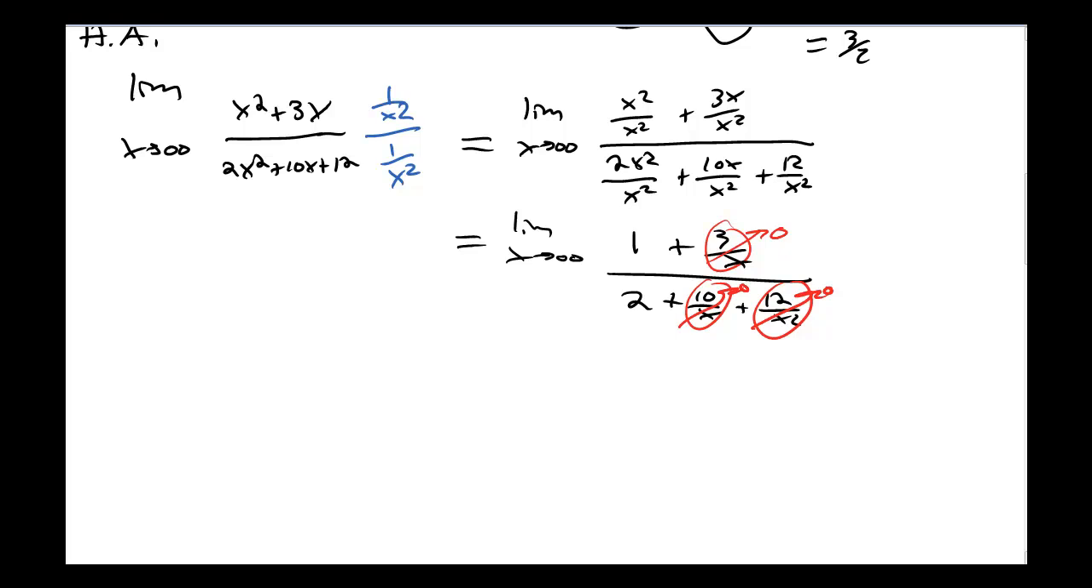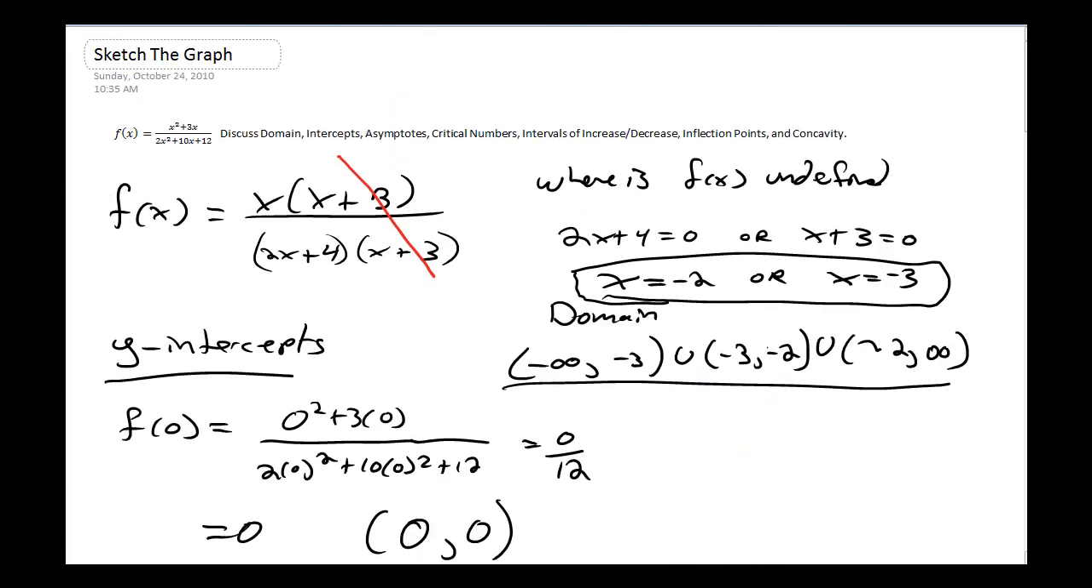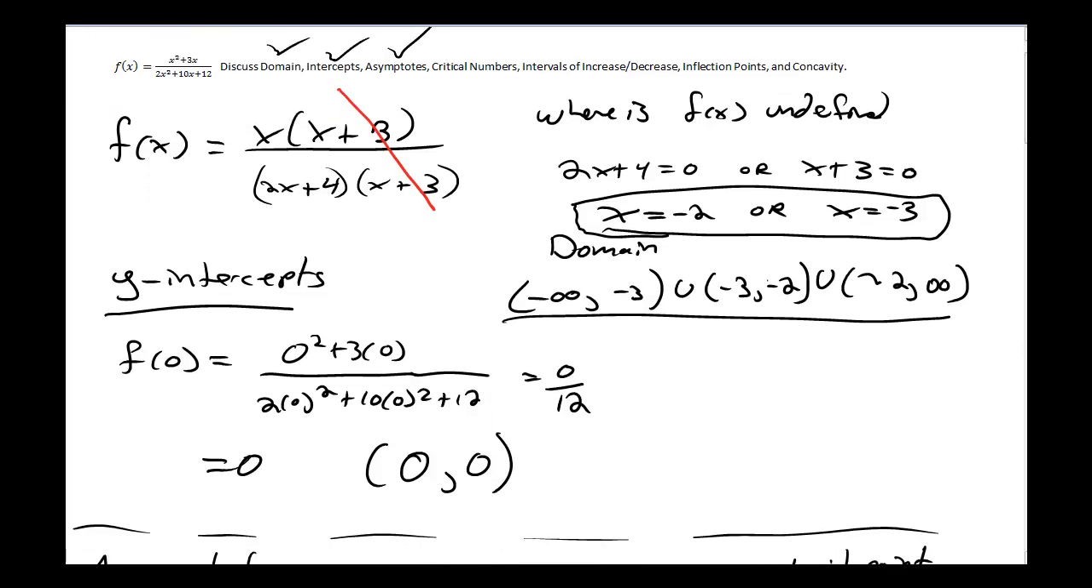So at the end of the day, I just have 1 over 2. This means I have a horizontal asymptote at y equals 1/2. So I've talked about domains, intercepts, and asymptotes. It's now time to talk about critical numbers.